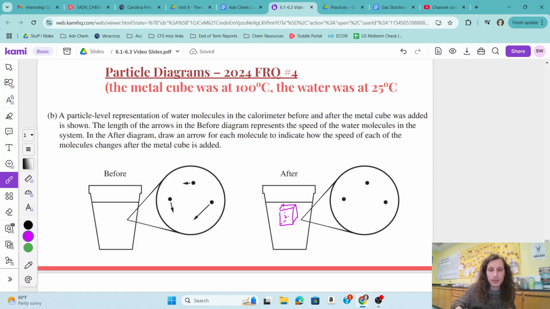We've put it into the cup, and because the metal is a higher temperature, it's going to pass energy into the water. So the particles should be moving faster. And all you had to do to earn this point was draw slightly bigger arrows on all these molecules. Can you believe that? Draw an arrow for each molecule to indicate how the speed of each of the molecules changes. So what do you need to know? Well, after, the temperature of water would go up, so the kinetic energy goes up. So bigger arrows. That's it, y'all. Stupid easy.